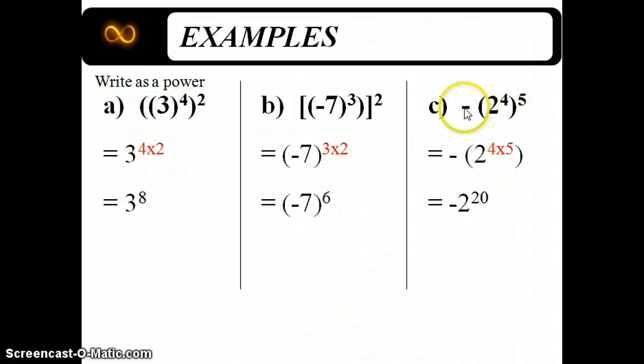And then this one, negative, and the negative is on the outside, so we're going to leave it the whole way. This 5 and the 4 did not touch that negative at all. If that 4 was on the inside, it'd be a different question. But right now it's on the outside, so we're going to leave it alone. Power of a power rule, we multiply these together to get 2 to the power of 20. And those questions are done.